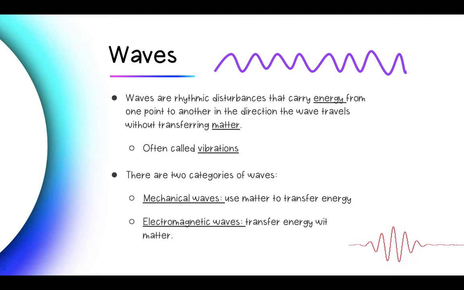Waves that move through matter are called mechanical waves. Once again, these waves use matter to transfer energy. Waves that move through vacuums are called electromagnetic waves. So these are the waves that will transfer energy without matter. Think of a vacuum cleaner sucking every bit of matter out of space. When I refer to a vacuum, waves can move through matter or through a vacuum. A vacuum is just a space that has no matter in it.